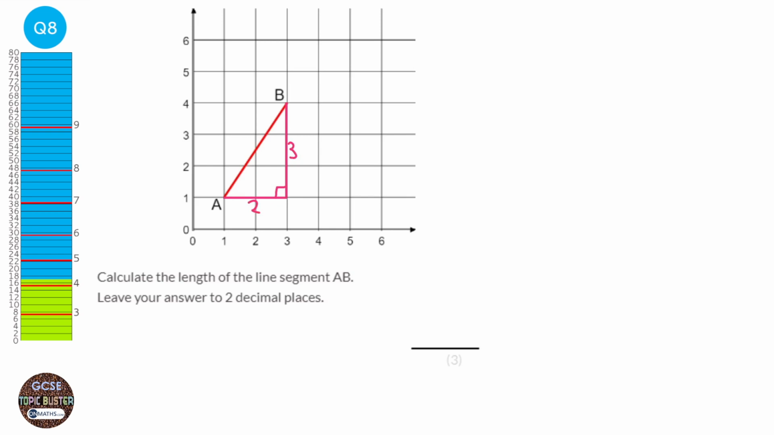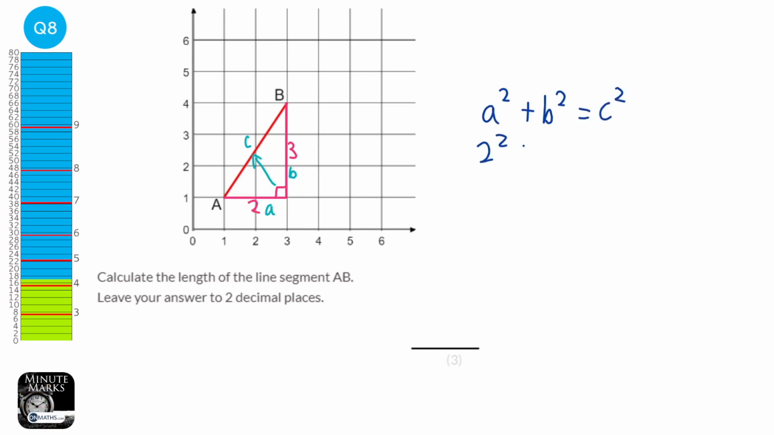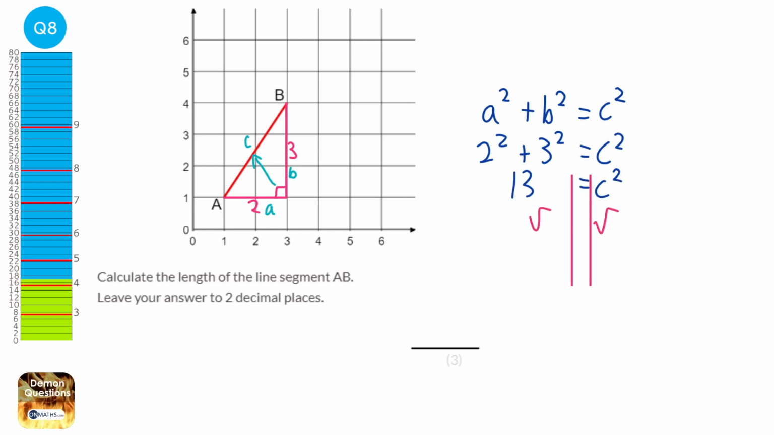So we're going to be using Pythagoras. In Pythagoras, we start by labelling the sides A, B, and C must be the one that's opposite the right angle. And so we know Pythagoras is A squared plus B squared equals C squared. A is 2, B is 3, and 2 squared plus 3 squared is going to be 13. And then we're just going to solve that by square rooting both sides. So the square root of 13 is 3.605 blah blah blah. And it asks it to 2 decimal places, so it's going to be 3.61.